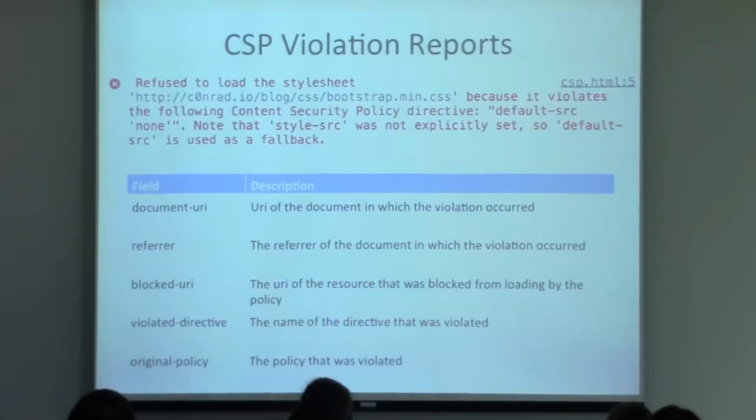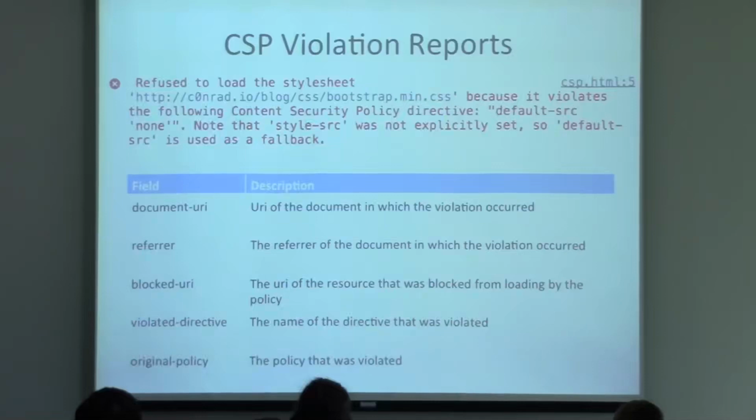If I had a report-uri installed on this policy, it would also send a report with the following fields to that endpoint, and it's all in JSON. So it would have a document URI, the URI of the document where the violation occurred, the referrer of the document in which the violation occurred, the blocked URI, the URI of the resource that was blocked, and then the violated directive and the original policy, which is all pretty self-explanatory.